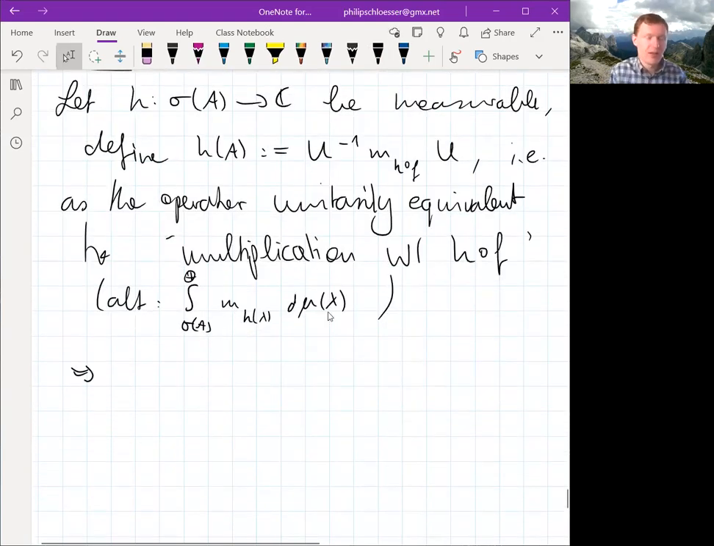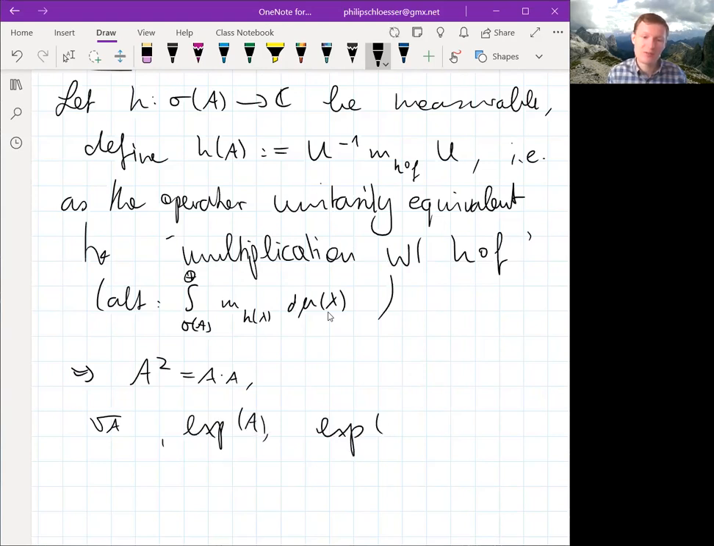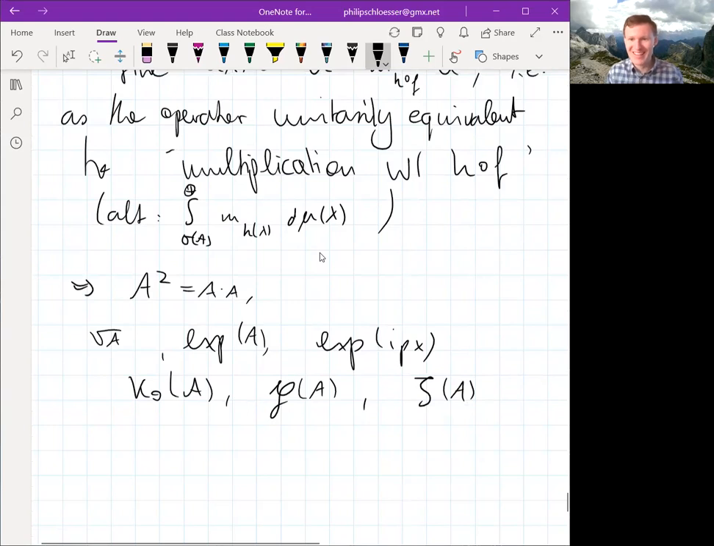And well, what does this do for us? I mean, until now, we were able to define what it means to have like a squared or something, except not really, because maybe of domain issues. But this way, we can also define things like square root of A, or exponential of A, or exponential of iPX. Or maybe if we're feeling funky, even some Bessel function of A, or hey, why not Weierstrass P function of A, or Riemann zeta function of A. Remember how we defined? No. Let's not talk about that.